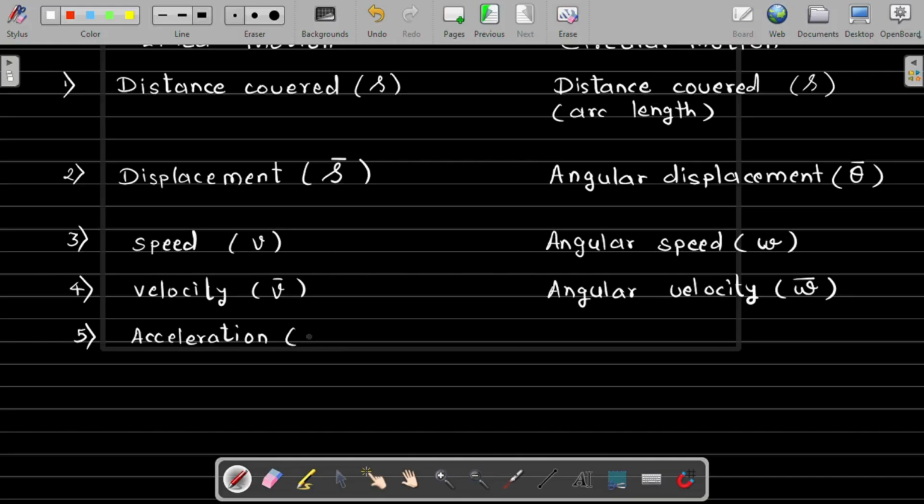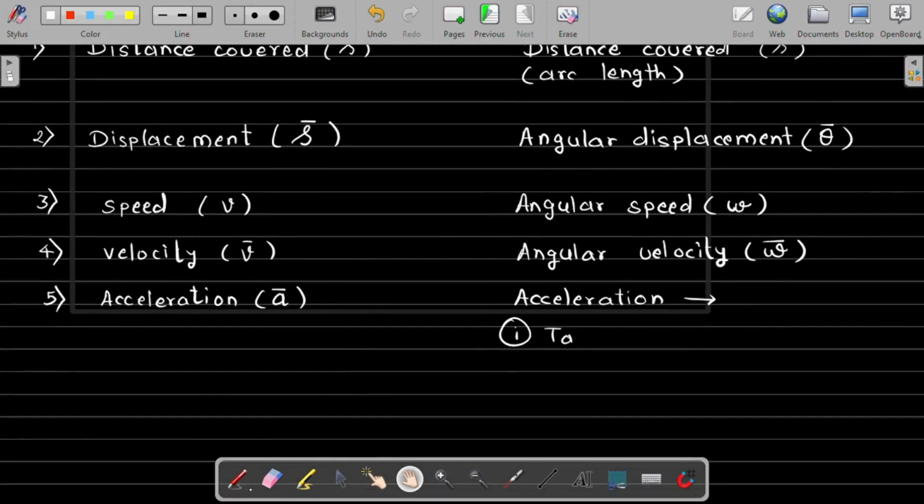Acceleration, so it is a bar. But now in case of circular motion, we have two kinds of accelerations that we know. So I'll just write it in this way. Acceleration here, first type, tangential acceleration, which is in the direction of tangential velocity. So tangential acceleration, which we denoted by symbol A T bar.